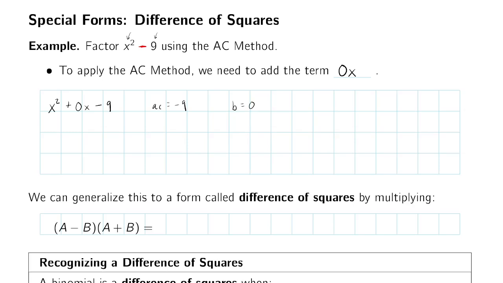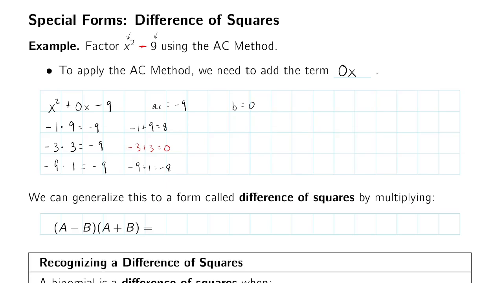So let's see, there are three ways we can multiply to get -9. We can take -1 times +9, -3 times +3, or -9 times +1. -1 plus 9 is 8, -3 plus 3 is 0, and -9 plus 1 is -8. Oh, okay. So I've got -3 and +3. I can split up my middle term as -3 plus 3.